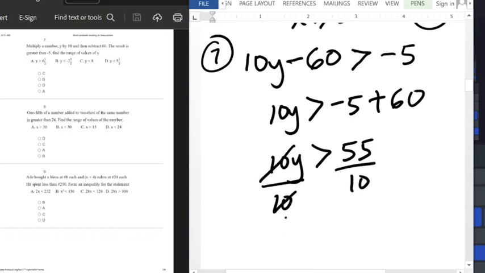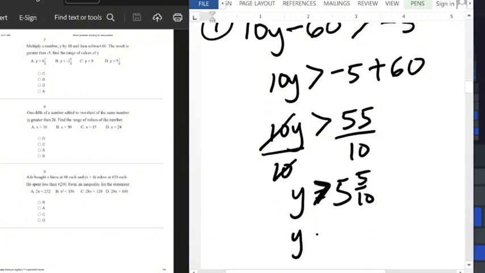So 10 cancels 10, then y will be equal to 10 in 55 is 5, remainder 5 over 10. So this will give us y is greater than 5 whole number 1 over 2. y is greater than 5 1/2, and that's option D. I hope this is very clear.